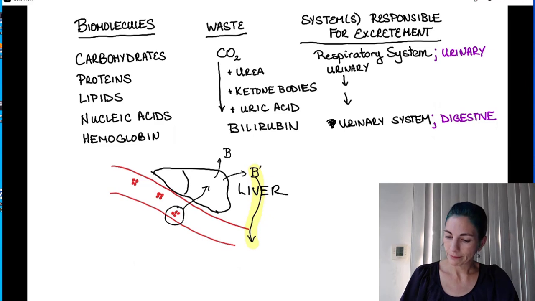Okay, so I can't believe I'm really going to do this, but we'll draw our little bile duct.